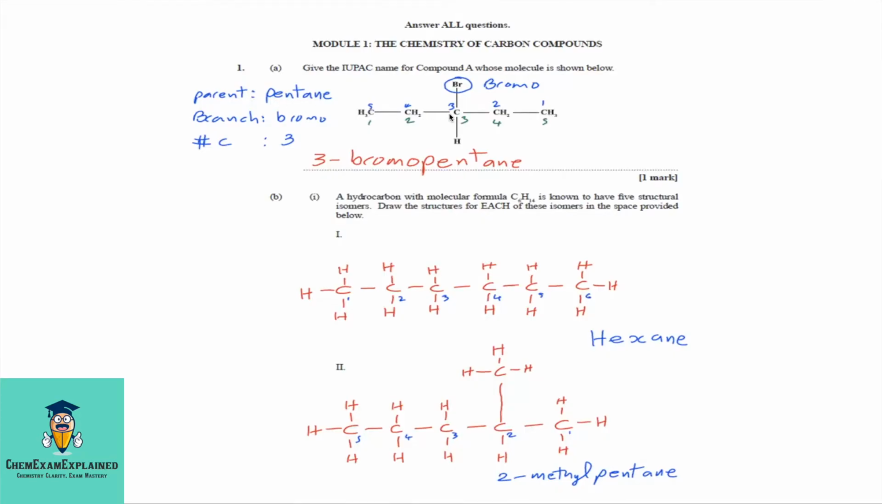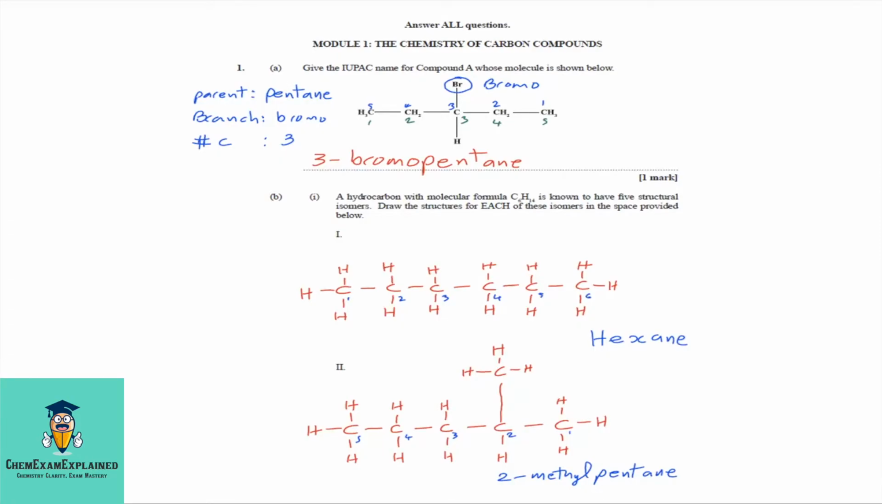Now you'll notice that there is a bromo group on the third carbon. So that would be our branch. The parent is pentane and the branch is bromo, and the branch is on carbon number 3. Hence the name 3-bromopentane. It is very important to note that if you have two numbers, you must put a comma between the numbers. If you have a number, then a letter, then the hyphen must go between the number and the letter.